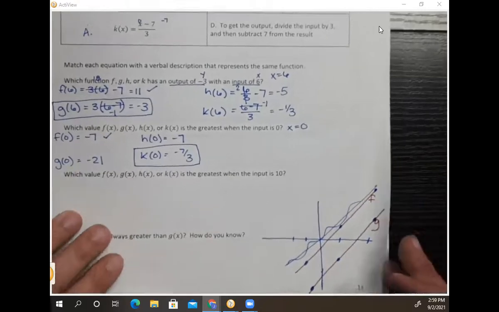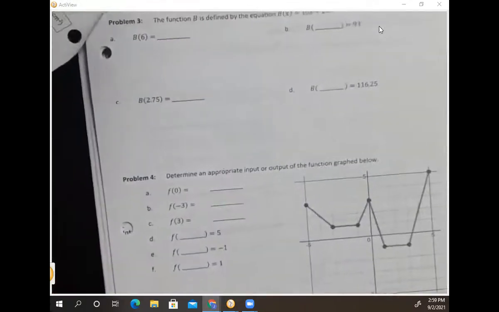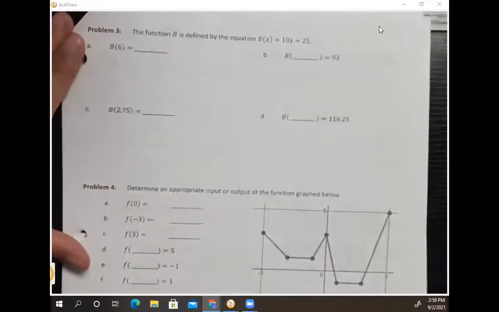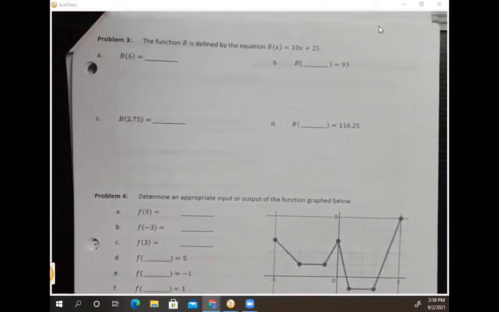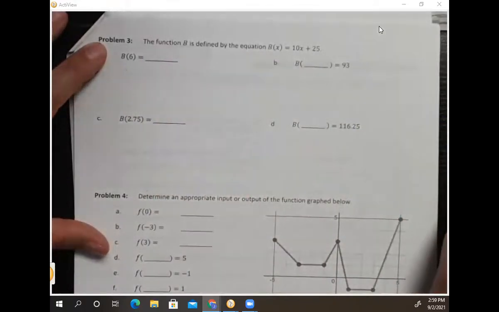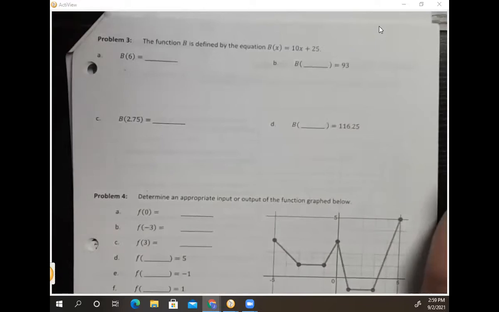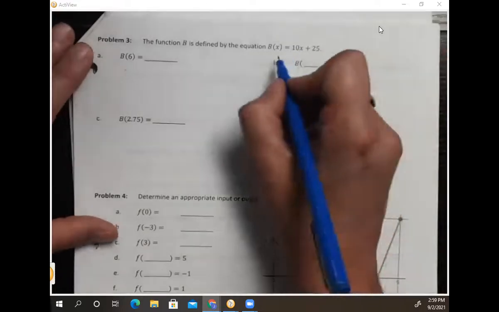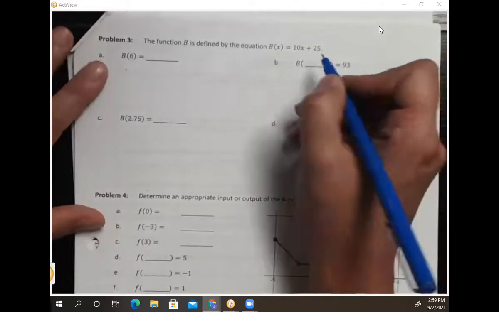Okay. I would like you to hop to page 13. We're going to come back to page 12, but I want you to hop over to page 13 for just a minute. Okay. So on page 13, we have a couple of problems where we're going to do the same thing we just did with our f of x, g of x, h of x, k of x. This time we've got b of x. We've got a new function here.